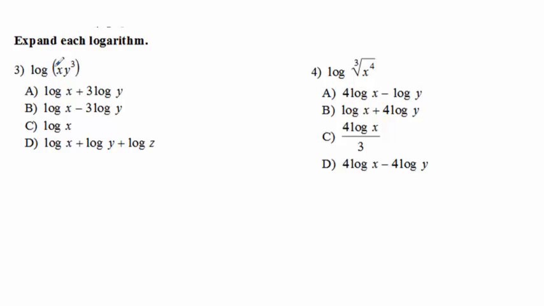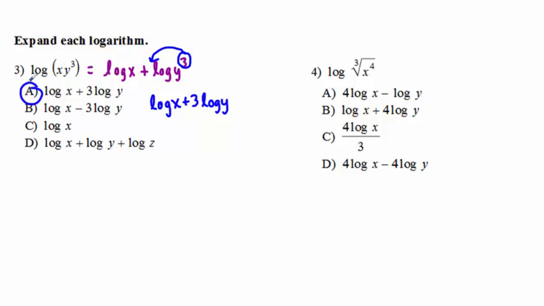Expanding logarithms, whenever we're multiplying between our logarithms, we split it up into two different logarithms where we have the first thing we're multiplying, x, plus log, and then we have the second thing we're multiplying. The other thing that we do whenever we expand is we move exponents in front of our logarithms. So the answer we're looking for is log x plus 3 log y. So that is A.